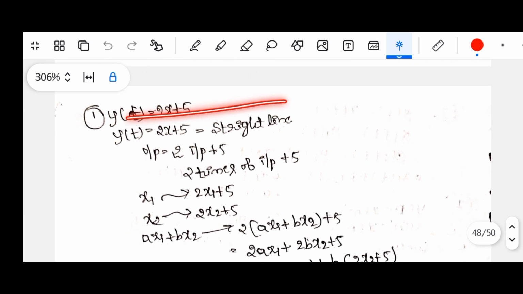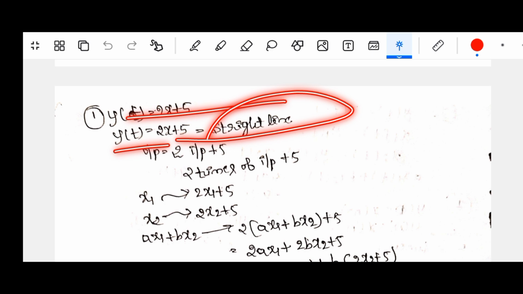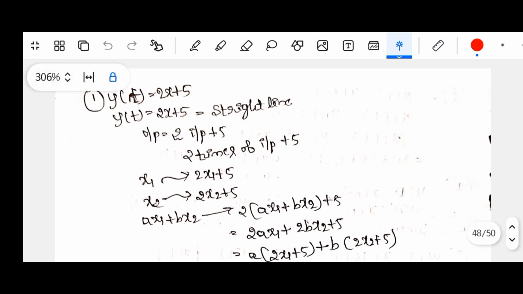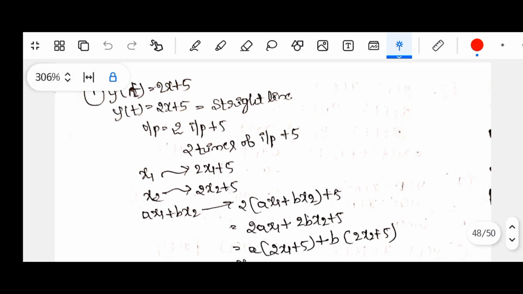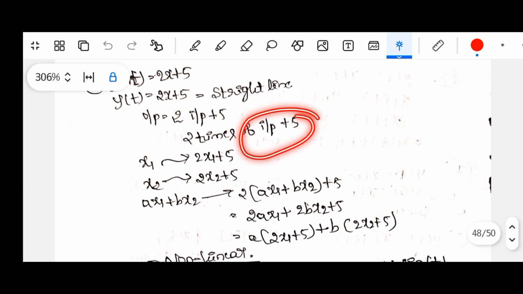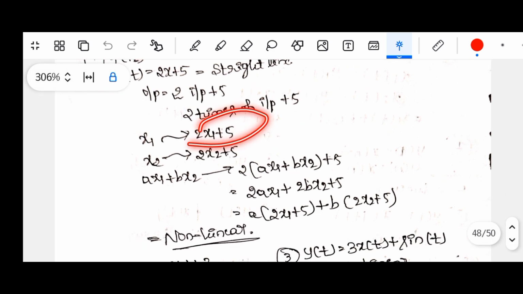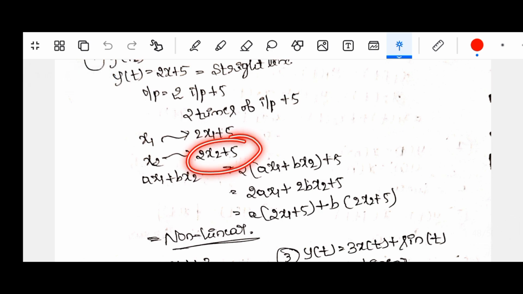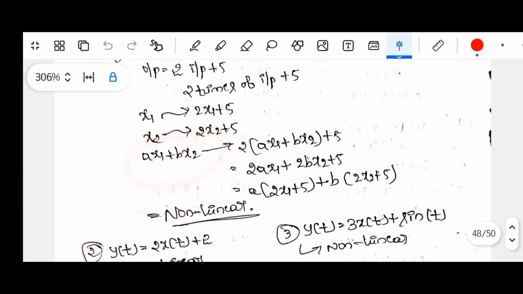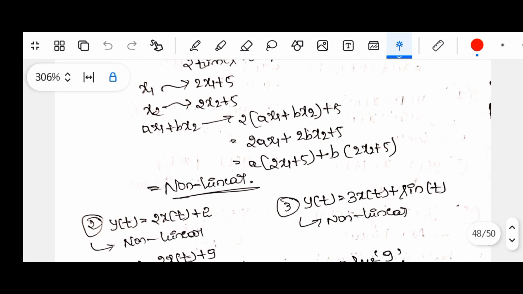y(t) = 2x plus 5, a straight line. Output is equal to 2 times input plus 5. x1 gives 2 times x1 plus 5, and x2 gives 2 times x2 plus 5. a times x1 plus b times x2 gives 2 times a times x1 plus b times x2, plus 5. Multiplying this, 2 times a times x1 plus 2 times b times x2 plus 5. Taking a outside, 2 times x1 plus 5.